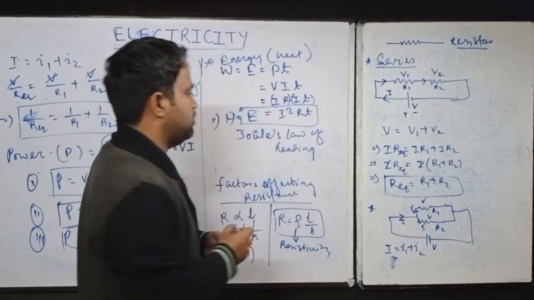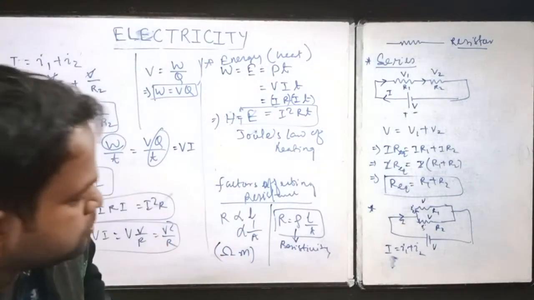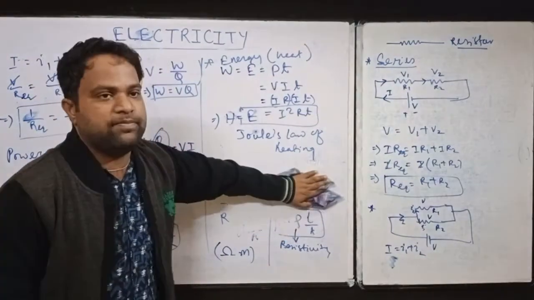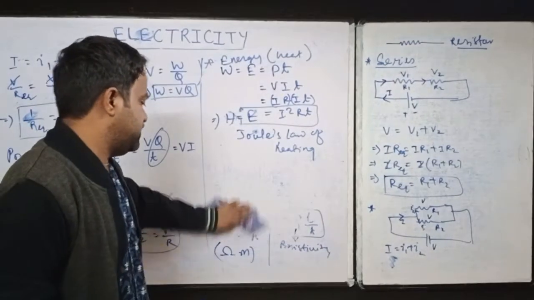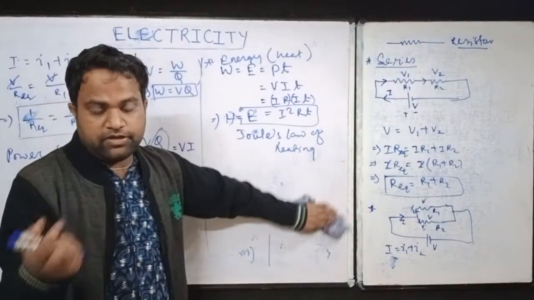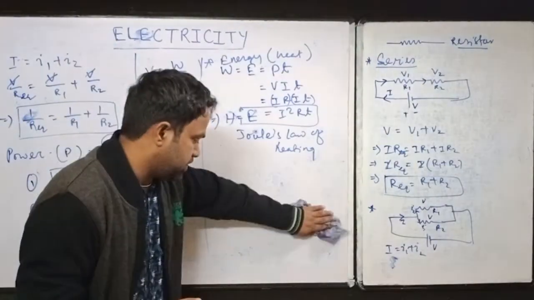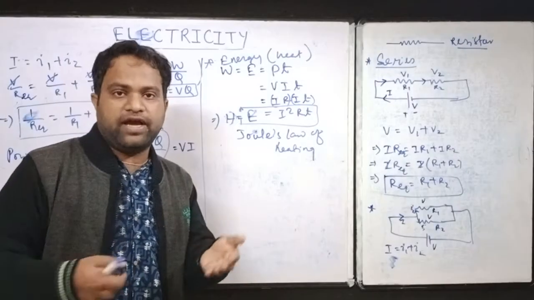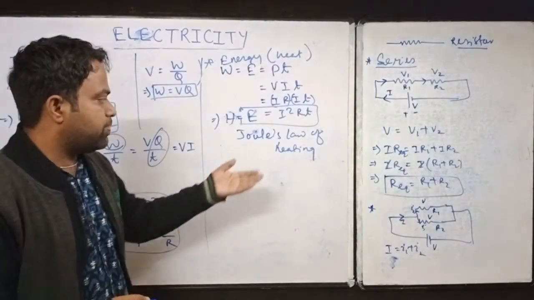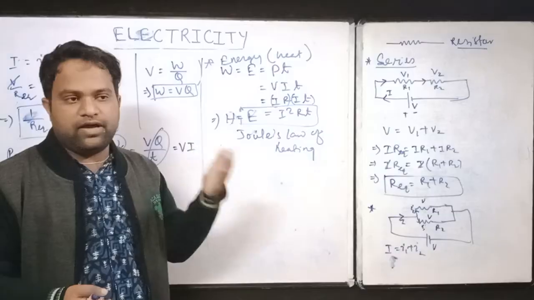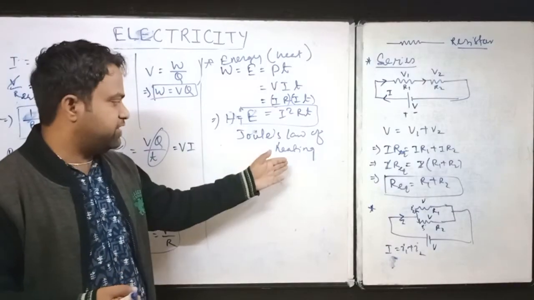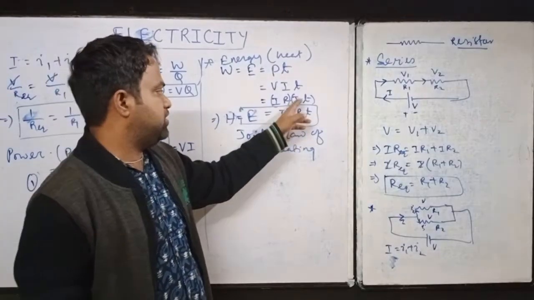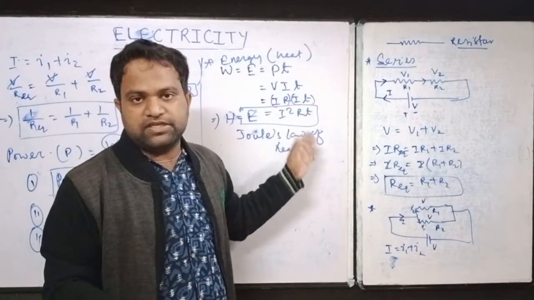This is Joule's law of heating, right? Joule's law of heating is very important and used in many appliances like your room heater, geyser or iron, right? In these appliances where the heating effect is used, engineers generally play with this R, this resistance.